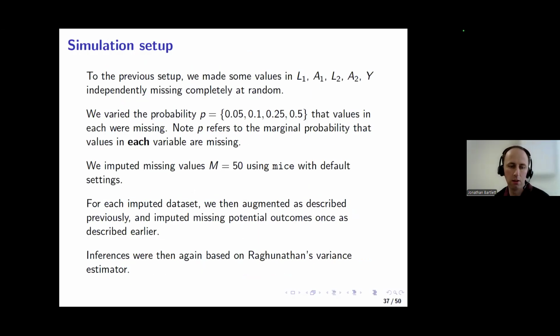Okay, so I'm just going to briefly step through some simulation results in the context of having some missing data as well. We had the same setup as before. We made data missing in each of the variables with a probability p that we varied. These are the marginal probabilities that values in each of the variables were missing. So actually, the 0.5 means that there's a 0.5 probability of each of the variables involved being missing. So that's really quite an extreme scenario.